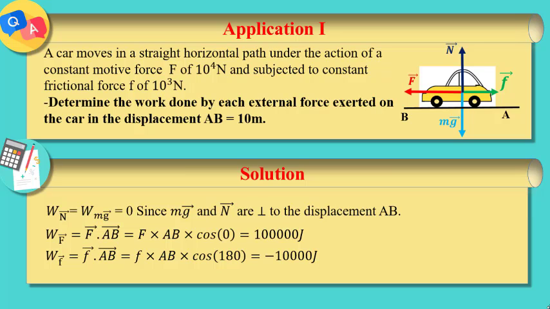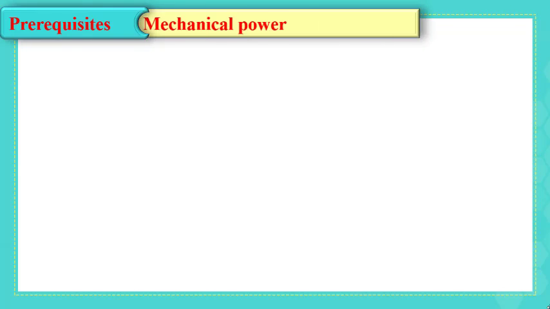So the work done by the normal reaction and the work done by mg is zero since mg and N are perpendicular to the displacement AB. While the work done by the force F, the force of the motor, is F dot AB, following the rule F AB cosine 0. The answer is 100,000 joules. The work done by friction is f vector dot AB vector. And here the angle between f and AB is 180 since f and AB are opposite vectors. So the answer is negative, and it is minus 100,000 joules.